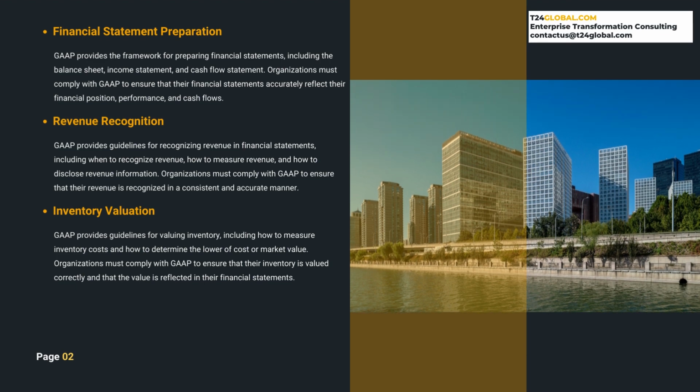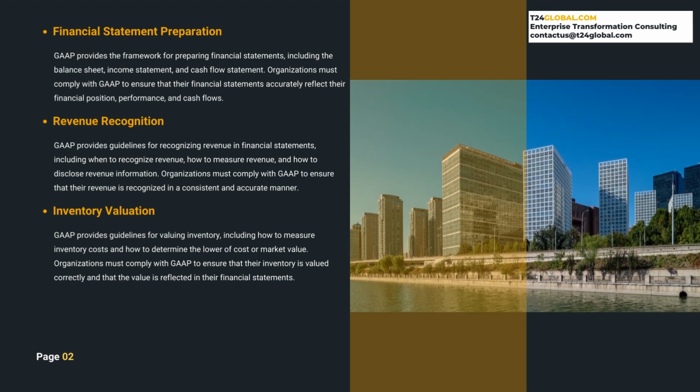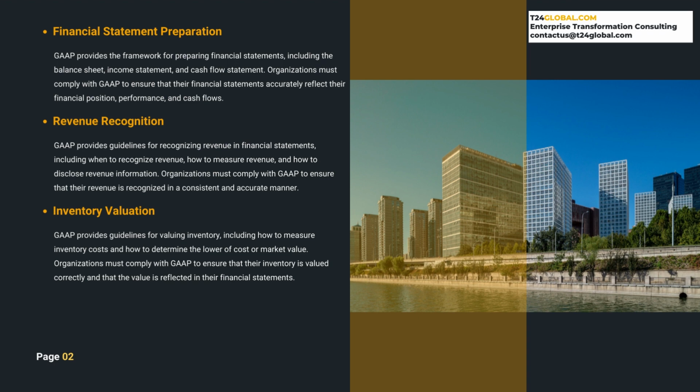1. Financial statement preparation. GAAP provides a framework for preparing financial statements, including the balance sheet, income statement, and cash flow statement. Organizations must comply with GAAP to ensure that their financial statements accurately reflect their financial position, performance, and cash flows. This is important for businesses as it provides transparency to investors, creditors, and other stakeholders. For example, a business that follows GAAP standards will have a clear and accurate picture of its financial health, which can increase investor confidence and improve its creditworthiness.